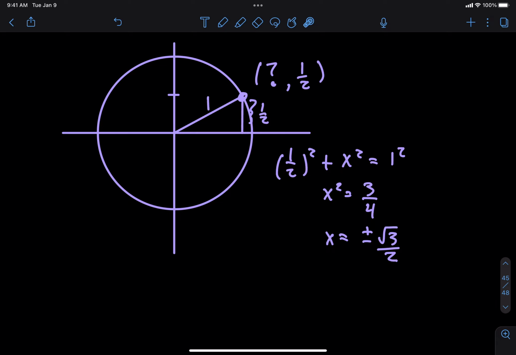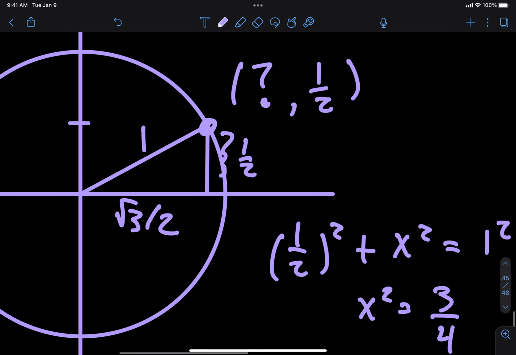Well, it's not really a domain and range question. Really, it's more like this point lives in the first quadrant. Points that live in the first quadrant have positive x values. So the x value cannot be negative square root of 3/2. That would be this point over here. So we know we only care about the positive one. So that tells us that this length here is square root 3 over 2.